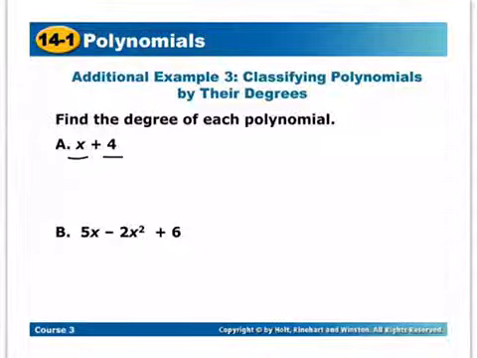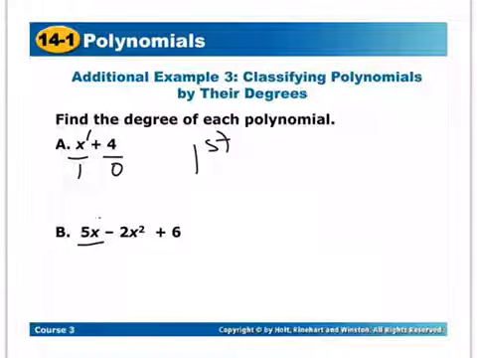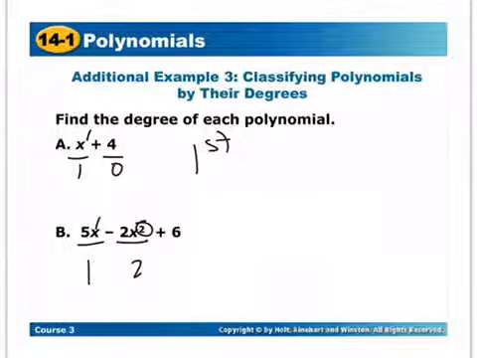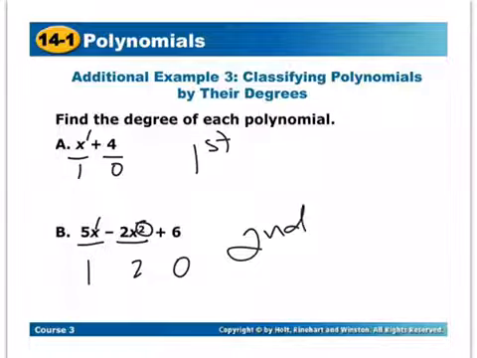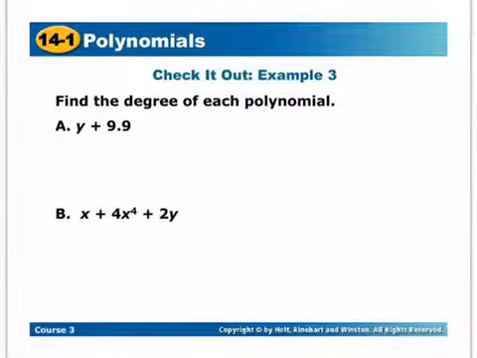So for A right here, we've got x. Well, that's x to the first, so this is to the 1st degree. If it's just a whole number with no variable, then it is to the 0th degree. So this one is to the 1st degree. For B down here, we've got 5 to the x. Well, that's x to the 1st. 2x to the 2nd, so that's to the 2nd. So this one's 1st, this one's 2nd. And the 6, because it has no exponent and no variable with an exponent, is to the 0th. So what degree is this? To the 2nd degree.